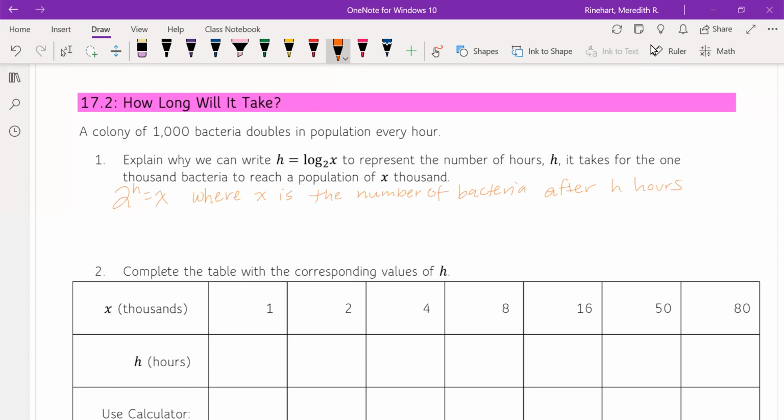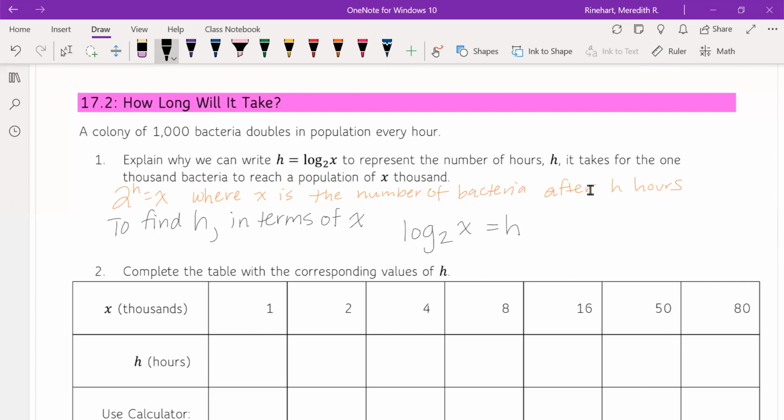In this, we're trying to find x, and h is our input. With a logarithm, we're trying to find h, and we need x to be our input. So we could write a logarithm, or an equivalent equation, log base 2 of x equals h. So our input is now x, and our output is now h, hours.